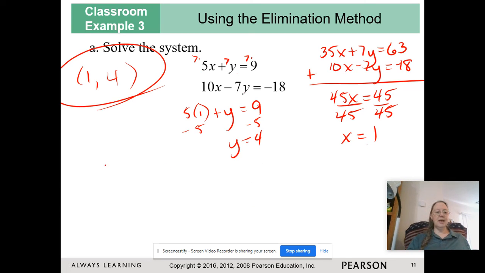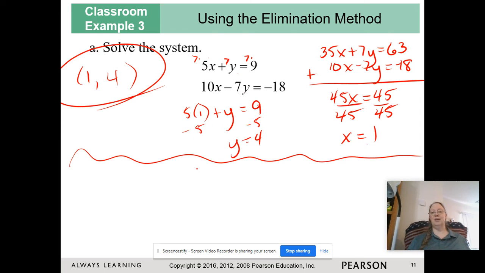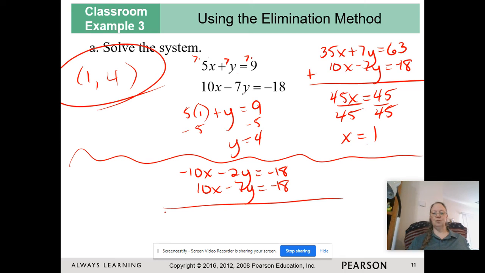Now, some of you may have said, but wait a minute, can I cancel the x's? I could just multiply this top equation by negative 2. Perfectly fine. So you multiply the top equation by negative 2. And no, you don't have to do it both ways. I'm just showing you what it would look like if you were to do that.